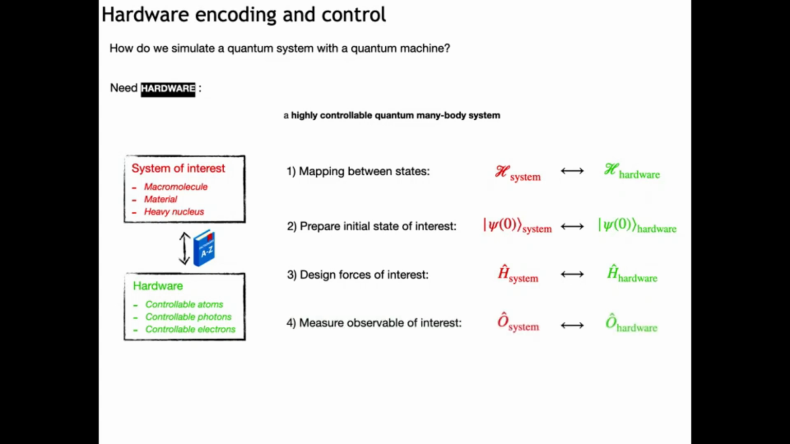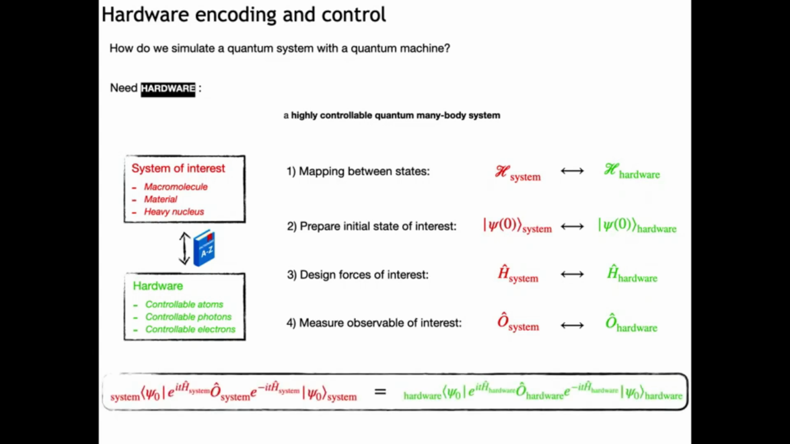And finally, we need to be able to measure observables in the hardware that correspond to the observables we care about in the actual system. So if we are able to carry out these steps, this builds up a complete correspondence between the quantum evolution of our controllable hardware and the quantum evolution of the system we care about, right? So in a single equation, we are establishing this equivalence. And this is what we must be able to do if we want to overcome this exponential wall, this exponential bottleneck of classical computers. Okay, and of course, this doesn't look like a very easy problem in general, right?